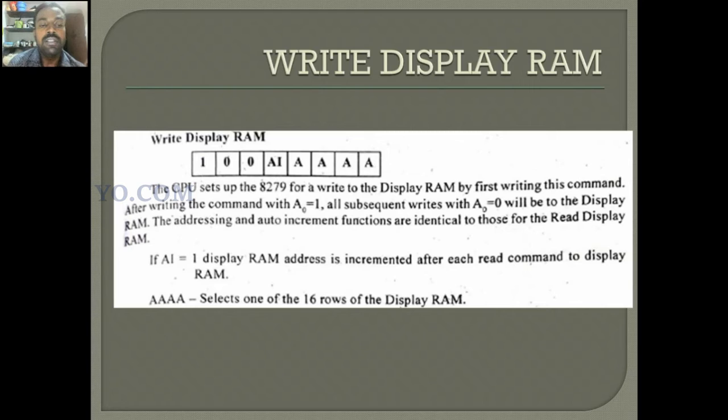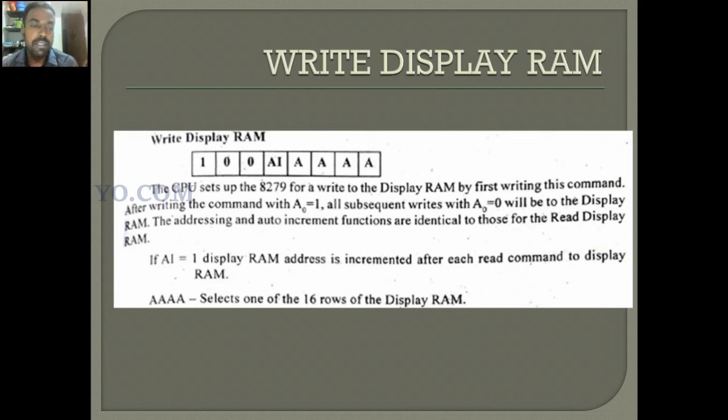Actually, the read display RAM command consists of two major things: AA and AI. AI represents auto increment, and AA is the address. AA is used to select one of the 16 rows of display RAM. If AI equal to 1, the display RAM address is incremented after each read command to display RAM. This is the display RAM command.